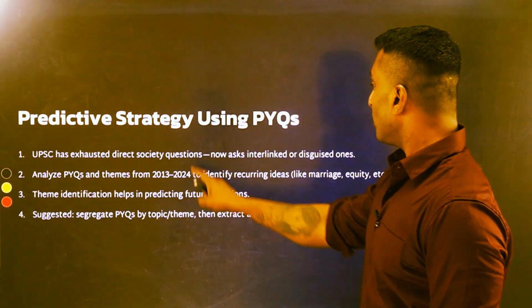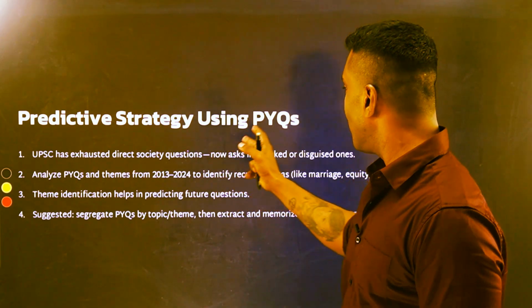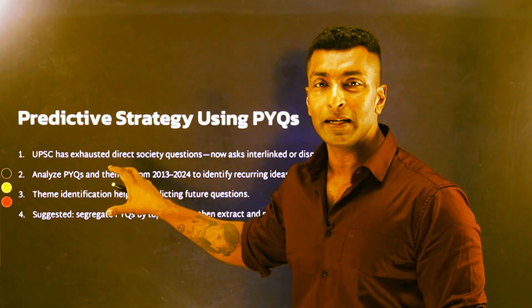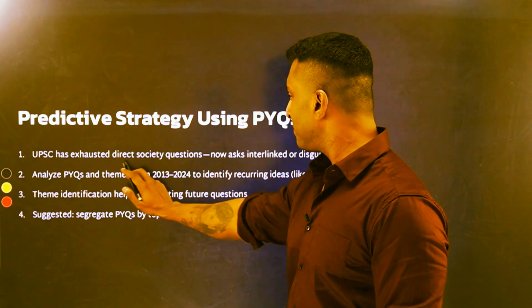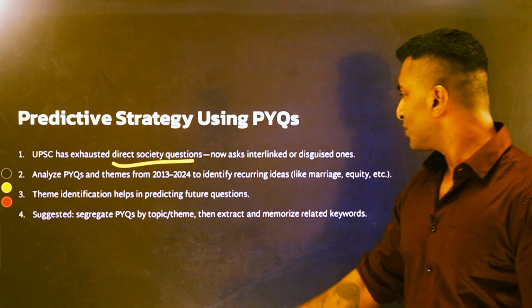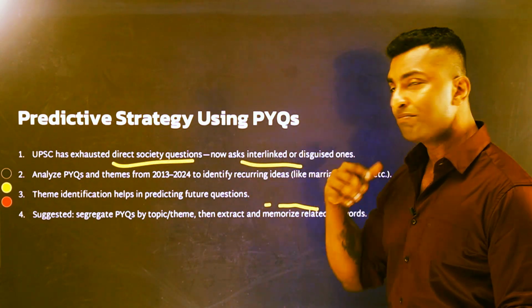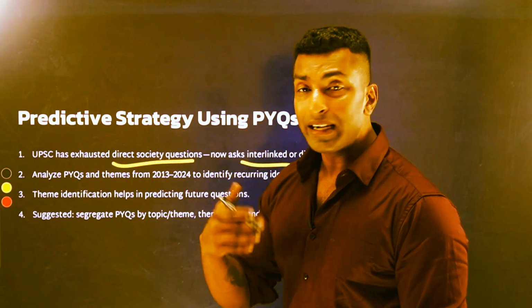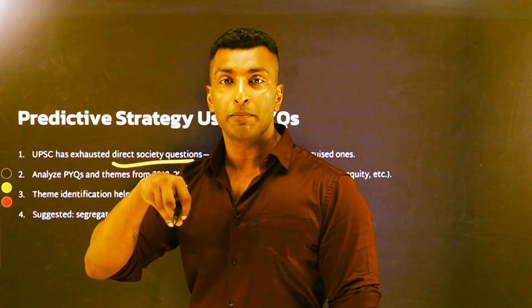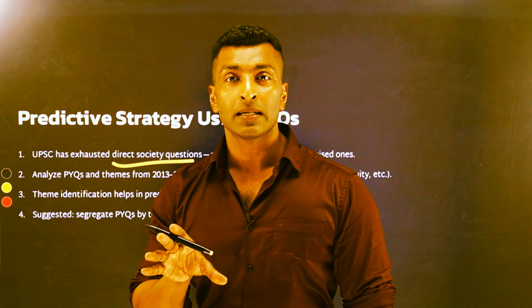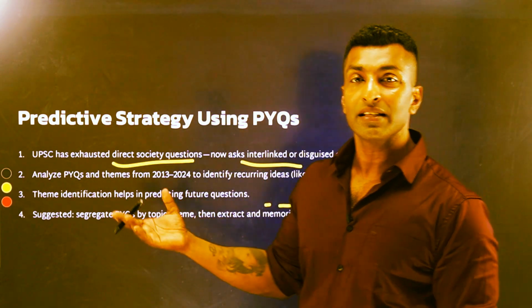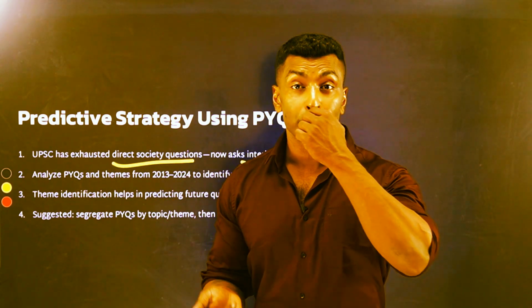Okay. Now, predictive strategy by using previous year questions. See, the thing is that it's been 13 years, so UPSC have almost exhausted direct society questions now. So now they are asking interlinked or disguised or multi-dimensional ones. They bring in different perspectives and different dimensions in the same question. They ask multiple parts, and that's the way they can form the question. Otherwise they'll have to repeat the question.